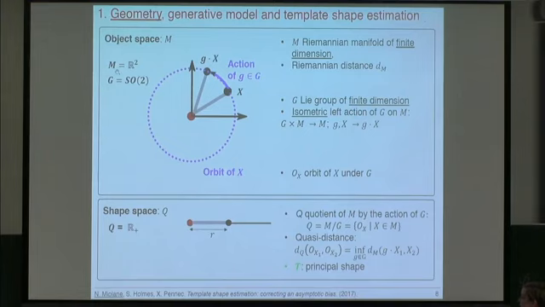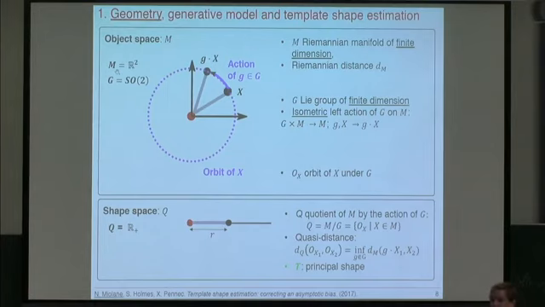And the further assumption is on T. Remember, T is the template shape that people are trying to estimate. T is taken to be a principal shape, in the sense that if you take a representative of T in the object space, then you want its isotropy group to be as small as possible. And this is not a very big assumption because you can show that the set of principal shapes is dense in the shape space. But it's still an assumption we make. So this is the geometry.